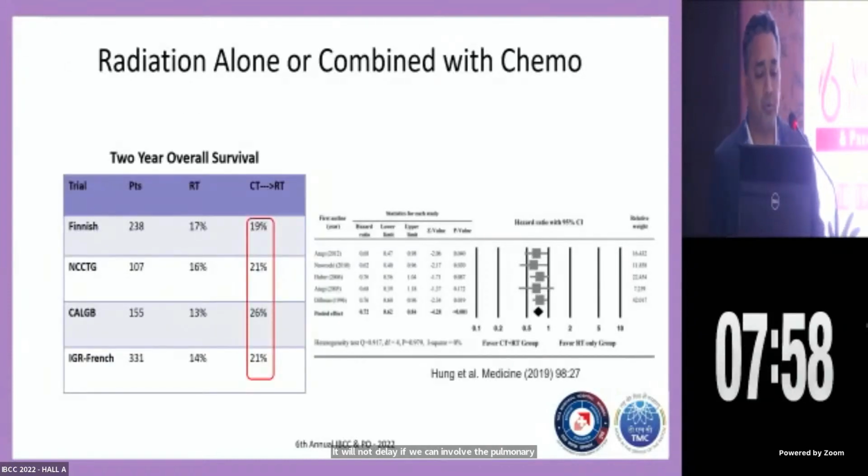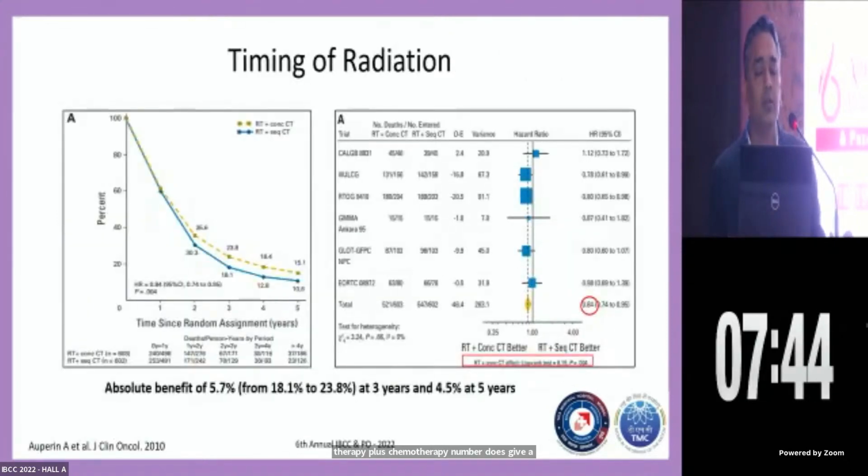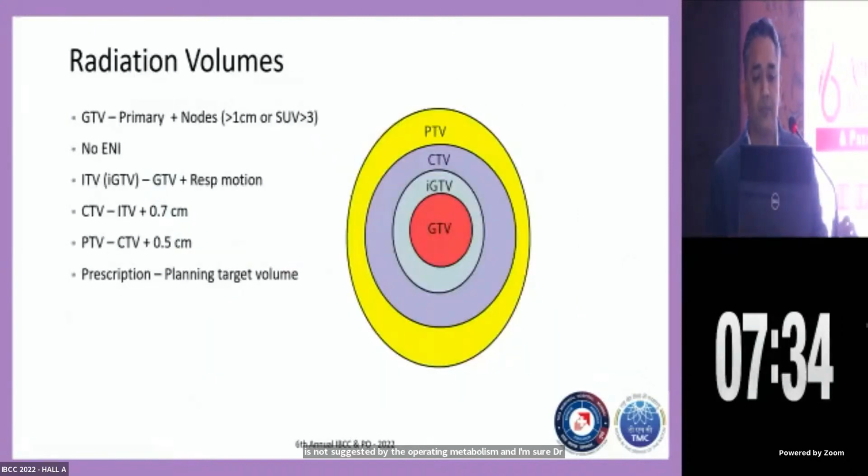Now, whether we should do the radiation alone or combined with chemotherapy, this question has long been answered: radiation therapy plus chemotherapy does give a significant overall survival advantage. So we should combine radiation therapy and chemotherapy. What should be the timing of the radiation therapy and the chemotherapy? It should be concurrently administered, as suggested by the meta-analysis. And I'm sure Dr. Bhavesh will speak a lot about that.